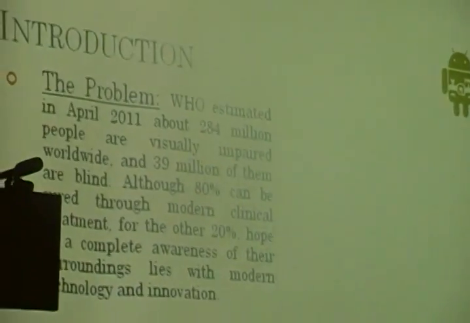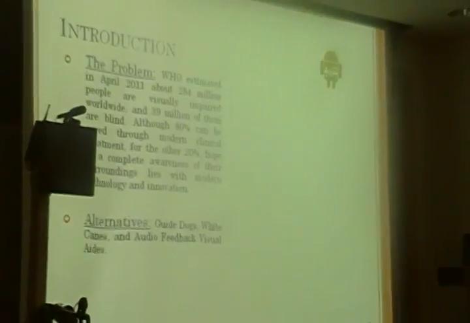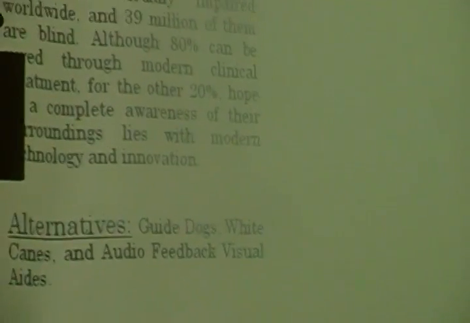Okay, so the introduction to our problem: the problem that we're addressing is that blind people can't see. And this affects 39 million people worldwide. So what alternatives do they have to actual sight? They have guide dogs and white canes, which don't improve their visual perception. It only gives them the ability to avoid collisions. And they also have this audio feedback visual aid, which gives them the distances of objects around them, but it obstructs their ability to hear. So that will give them key information of their environment and their surroundings.